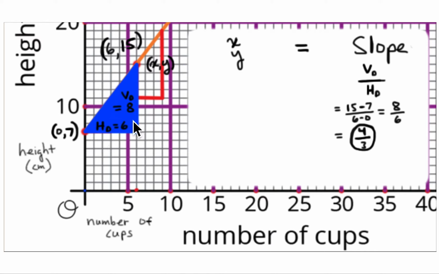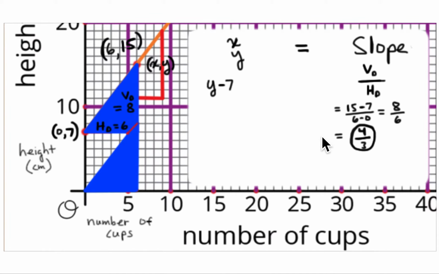So 8 is 4/3 of 6. 1/3 of 6 is 2. 2, 4, 6, that's 3/3. And then one more third, which is 2 more units, gets you out to 8, in this case 8 centimeters. So that 8 is 4/3 of 6. 6 divided by 3 is 2, and 2 times 4 is 8.